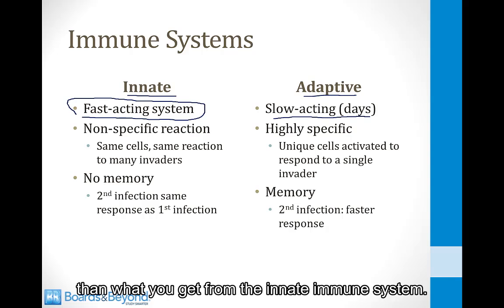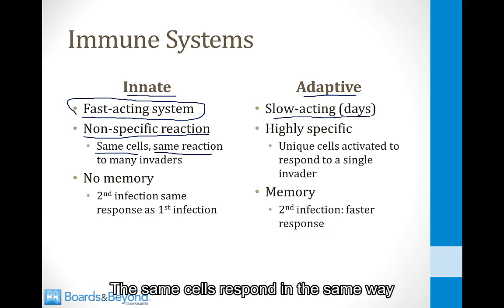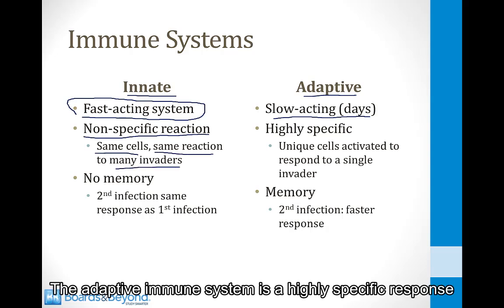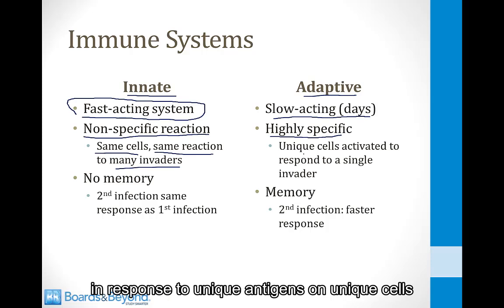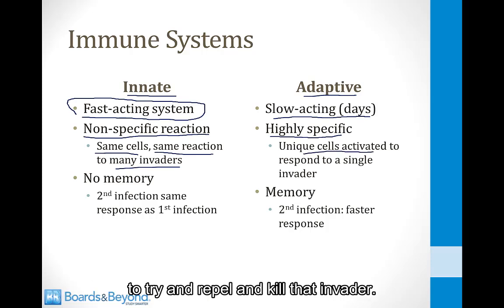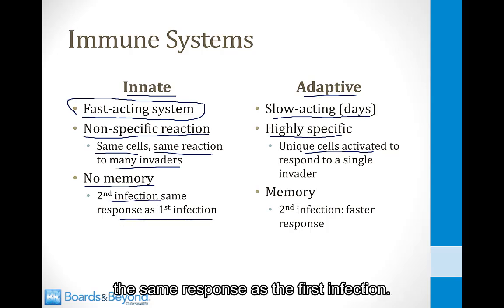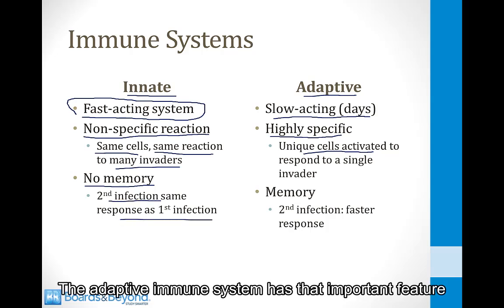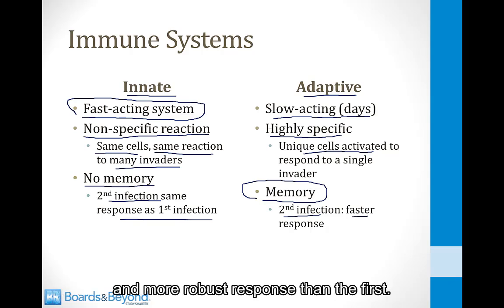innate immune system. The innate immune system is a non-specific reaction. The same cells respond in the same way to many different invaders. The adaptive immune system is a highly specific response. As we will see in other modules, B and T cells proliferate in response to unique antigens on unique cells to try and repel and kill that invader. And then finally, the innate immune system has no memory, so a second infection elicits the same response as the first infection. The adaptive immune system has that important feature called memory, where the second infection elicits a faster and more robust response than the first.